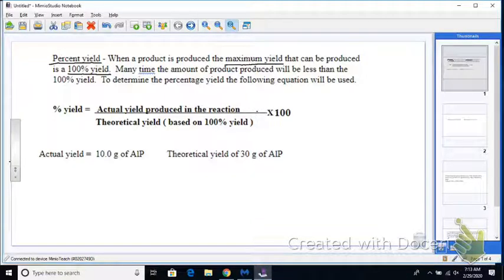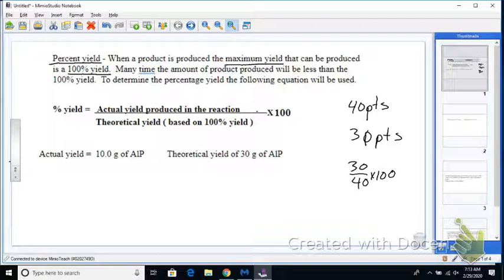On a test, let's say it's worth 40 points. Let's say you took the test, you got it back, and you scored 30 points. Well, that would be a 75%, because you would take 30 divided by 40 times 100, and that would give you a 75% on the test. So it's similar to that concept. It's almost identical to it.